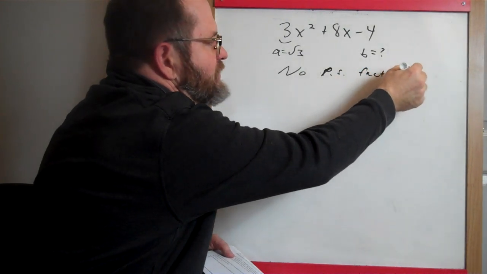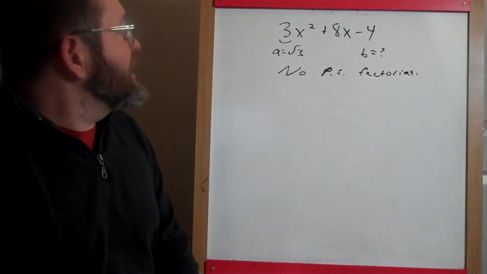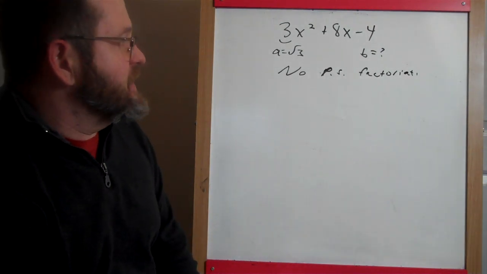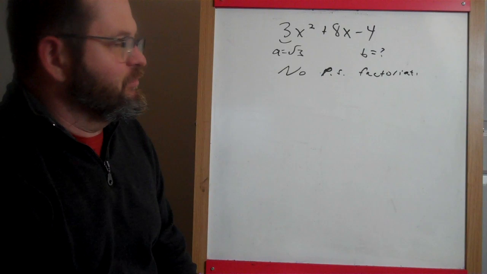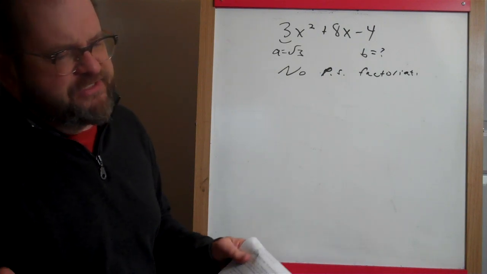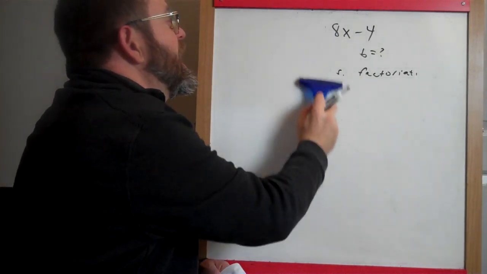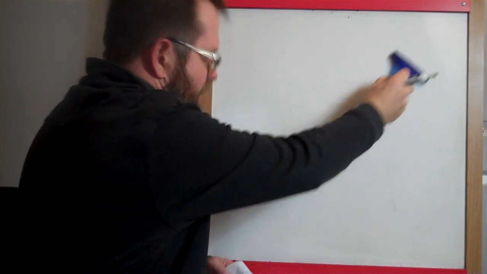That doesn't mean it can't be factorable. I have to admit I didn't actually check to see if this can be factored any other way. It's very possible that this is like (3x + 1)(x + 4) or something. I don't know, I haven't actually tried it. But it cannot be factored as a perfect square.